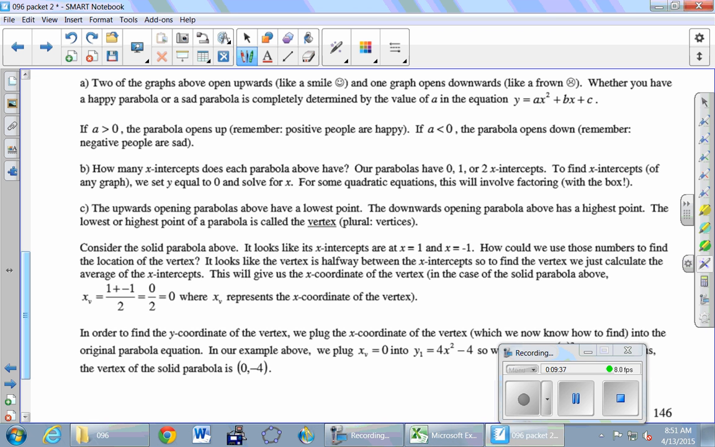Okay, and so how do we find x-intercepts for these graphs or for any graphs? Well, it's the same thing that we did earlier this semester. We set y equal to 0 and solve for x. So we're going to talk about doing that. That's a little bit more complicated and sometimes involves factoring. Okay, let's move to C, Tyler.